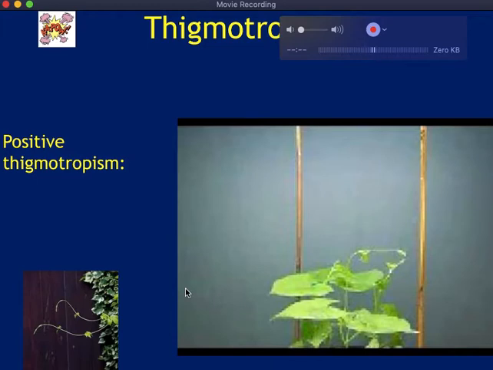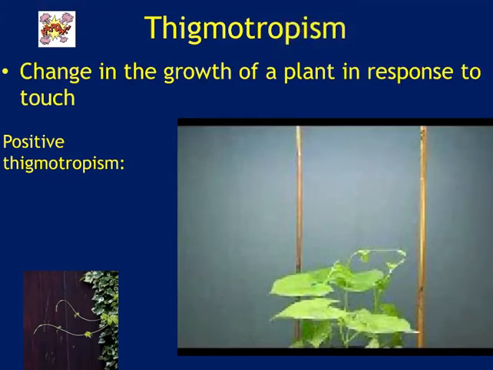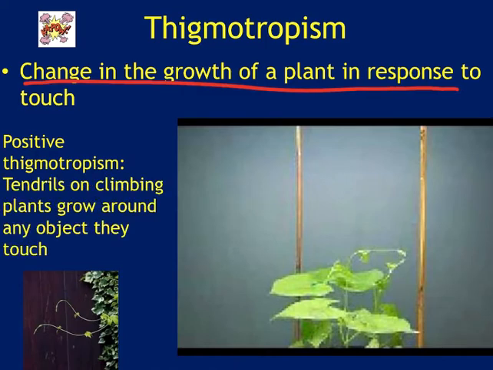Alrighty, so Thigmotropism is a change in growth of a plant in response to touch, which is kind of cool. And positive is the tendrils will grow on the plant and they'll climb up your plant. And obviously if you are doing that, then you are growing toward more light for photosynthesis. So that is an example of a positive Thigmotropism.